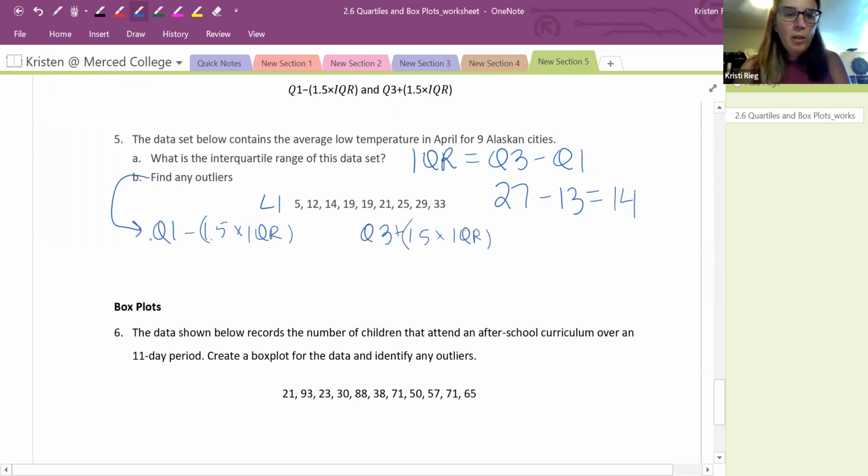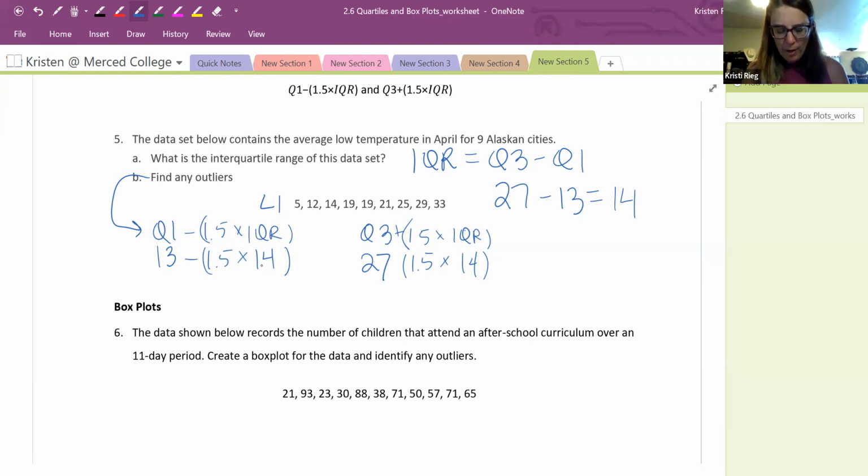So I already know Q1 is 13. I already know Q3 is 27. And I know the IQR is 14. So I just have to put all of this into my calculator to find out my upper and lower fence. And then I'll show you what we're going to do with that. So 13 minus 1.5 times 14 is -8.